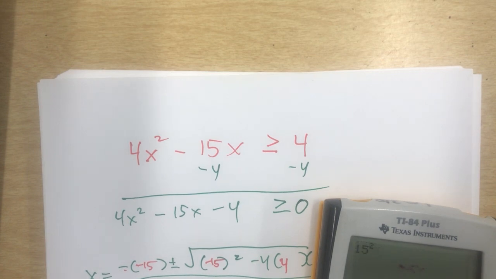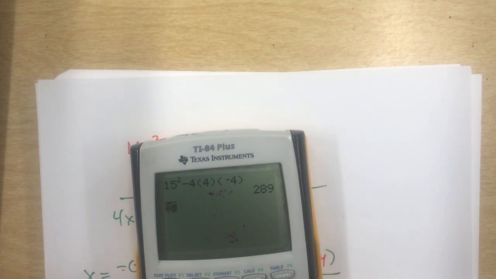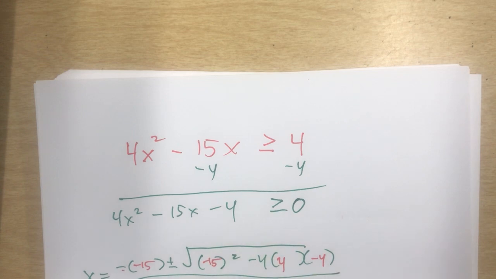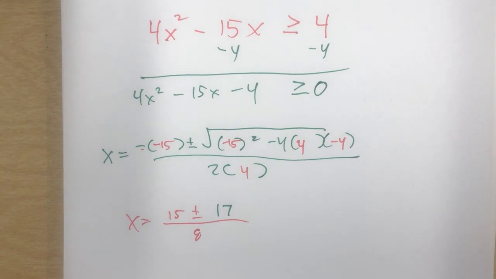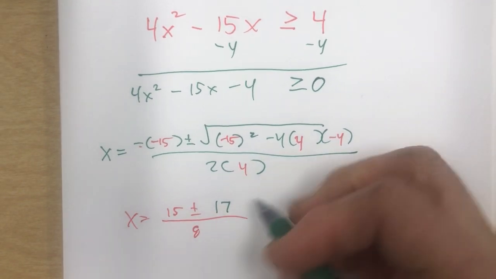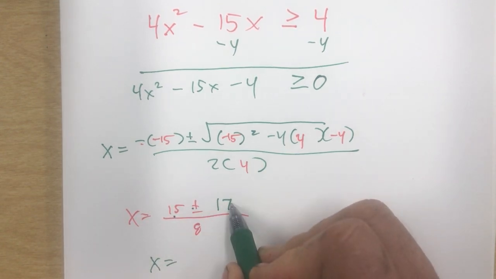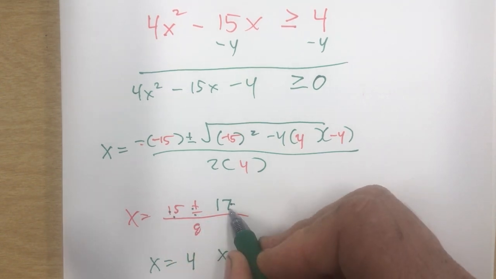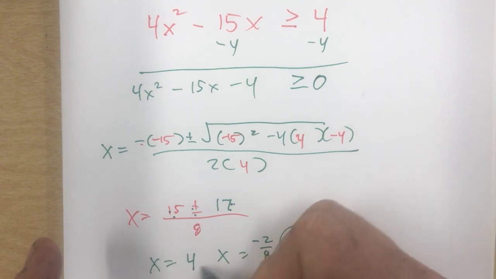15 squared minus 4 times negative 4. Look at that, 289. And the square root of 289 is 17. Okay, 17. Which means I have this then. 15 plus 17 is 32. 32 divided by 8 is 4. 15 minus 17 is negative 2. Negative 2 divided by 8 is negative 1/4. There's my two values of x.